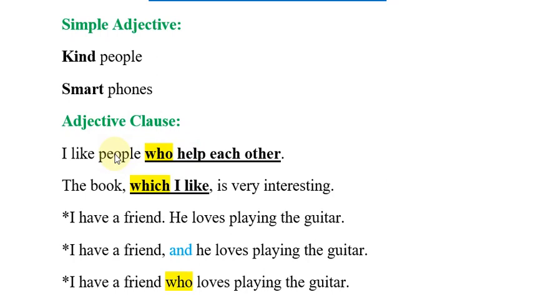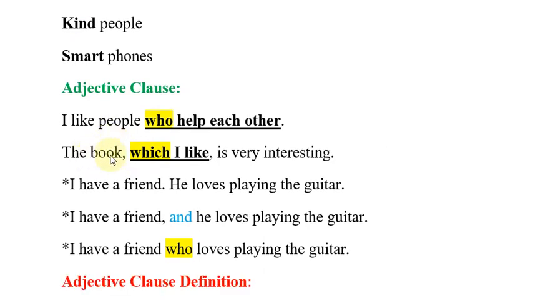So this is basically the difference between simple adjectives and adjective clauses. For simple adjectives, we have the adjective before the noun. For adjective clauses, we have the adjective clause after the noun. Let's take a look at another example. The book, which I like, is very interesting. Which I like is an adjective clause. It gets back and talks about book. It reports book.